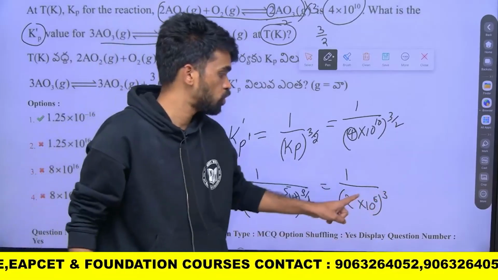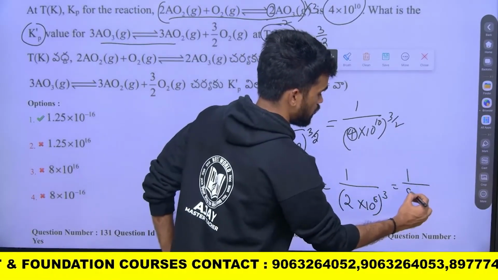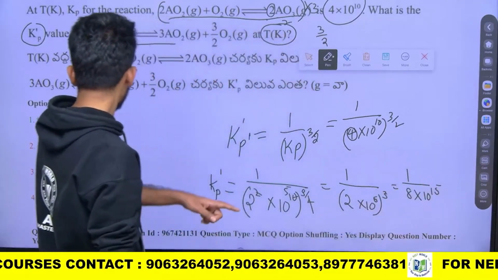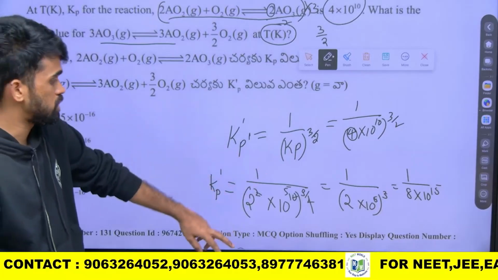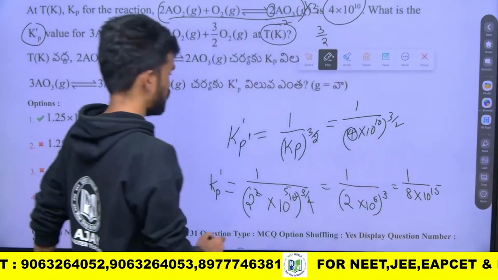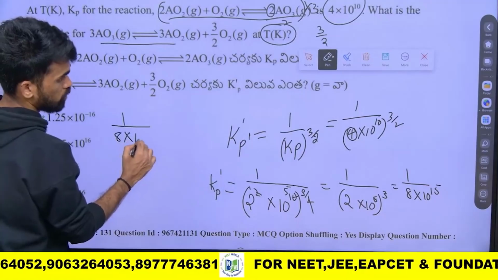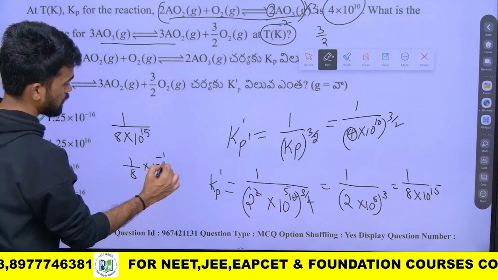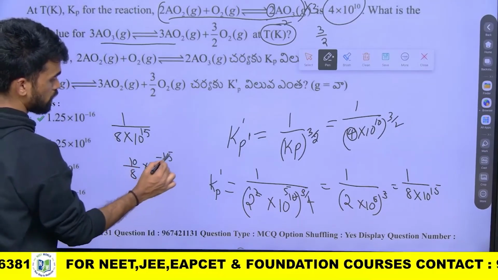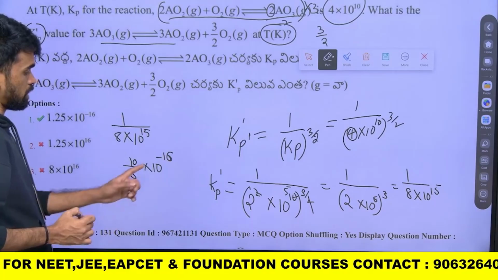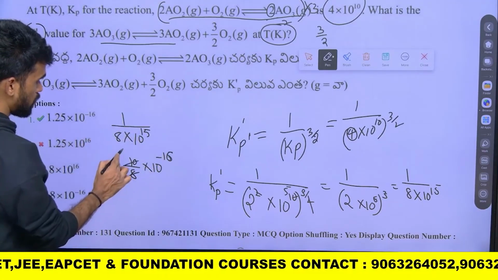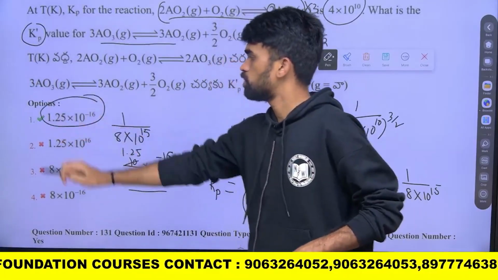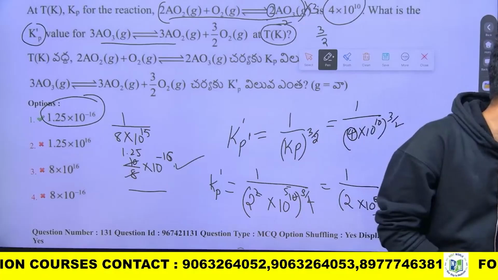Okay, so what is 2 cube? It is 8, so 1 by 8 into 10 power 15, since 5 3s are 15. Now there is no option like that, so we need to change it into some other format. So 1 by 8 into 10 power 15 I can write as 1 by 8 into 10 power minus 15, so here I am taking 10, so I should divide by 10, so I am taking 10 power minus 16. So this becomes 1.25. So there will be an option like this, 1.25 into 10 power minus 16, that is our final answer.